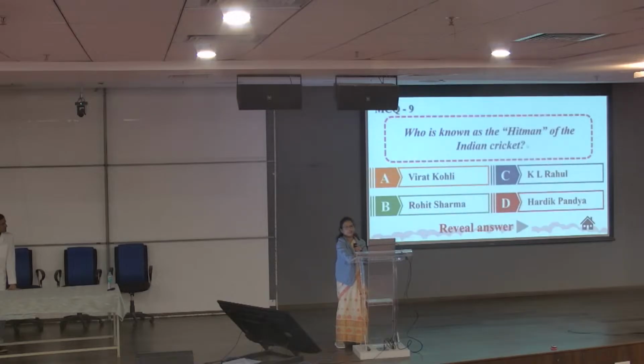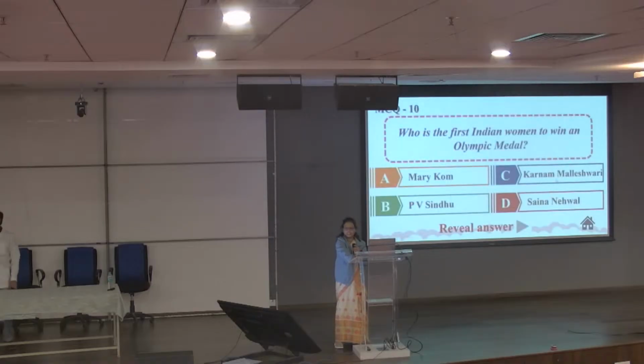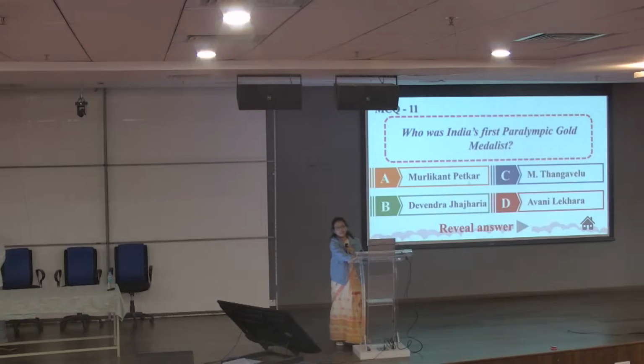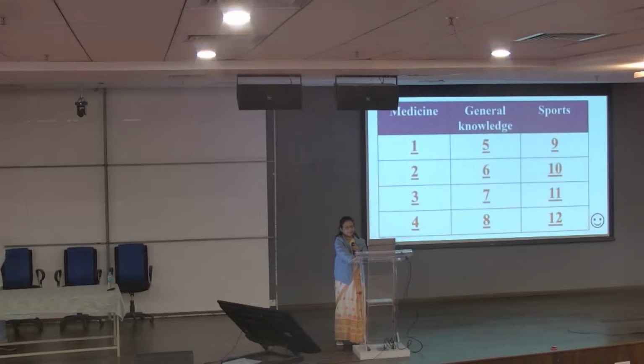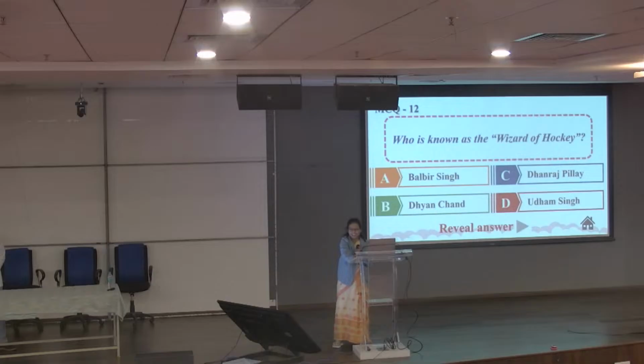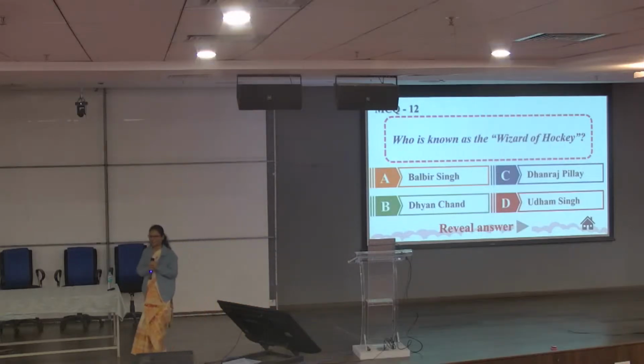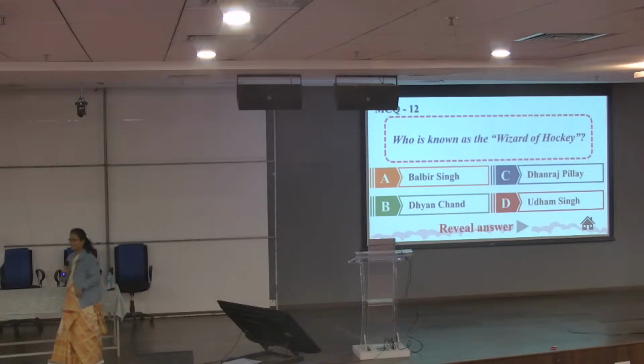Then coming to sports, the Hitman, I think everybody knows who it is. Rohit Sharma, correct? First Indian woman, Karnam Malleswari. The first Para-Olympic gold medal, 11, is Murlikant Petkar. The movie Chandu Champion was made on him in Hindi. So 11 is A. Very good, 90% marks. And the Wizard of Hockey is Dhyan Chand. The answer is B. Anybody who scored full correct? Nice. Very good.